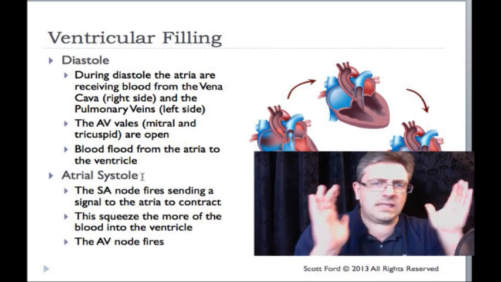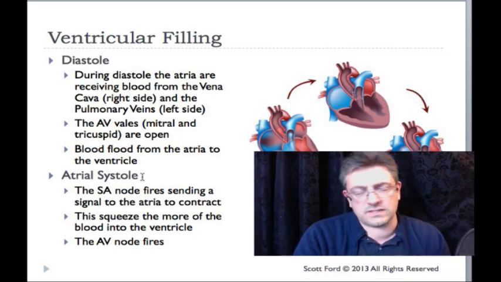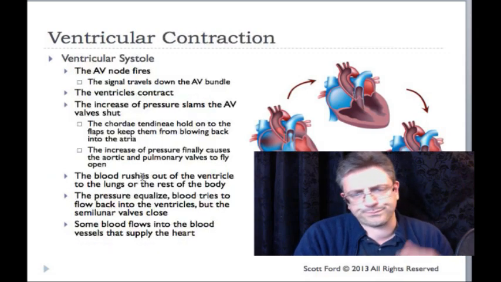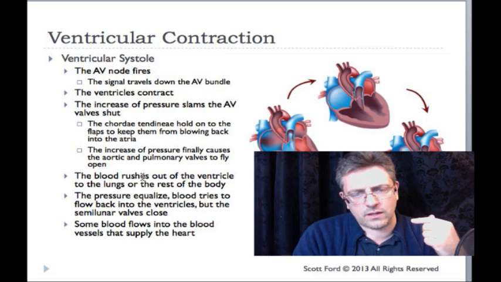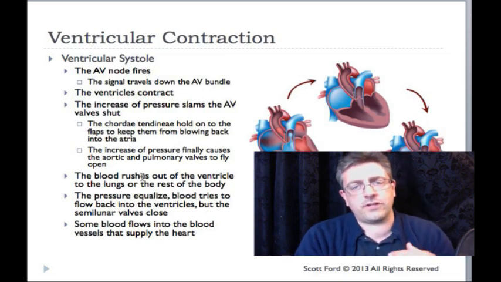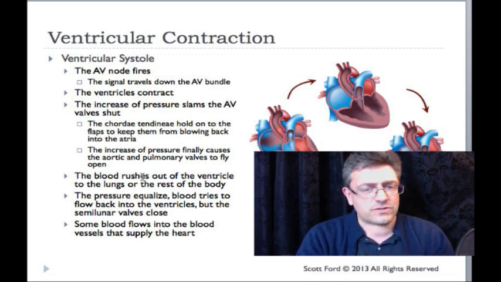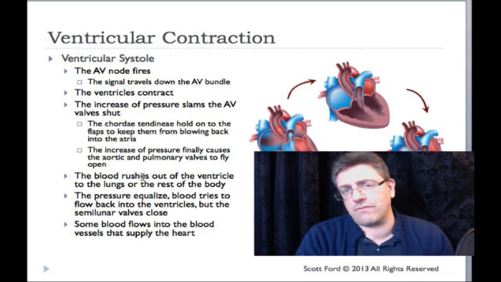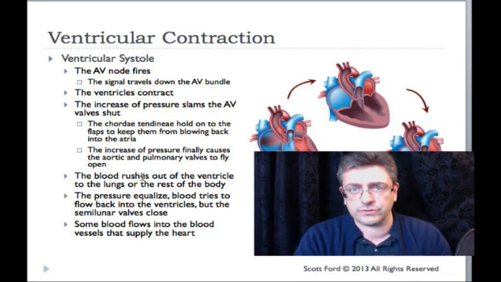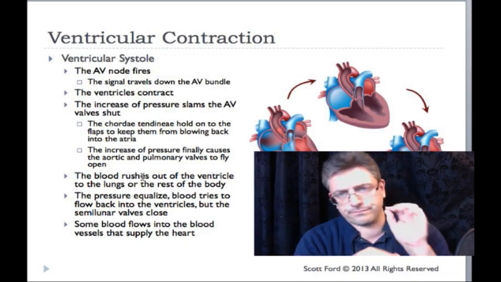The atrial systole gives a little squeeze, pushes the rest of the blood down into the ventricles. Now we're going to take a look at ventricle systole. Ventricle systole, the AV node fires. The signal travels down the AV bundle. The ventricles are now going to contract.